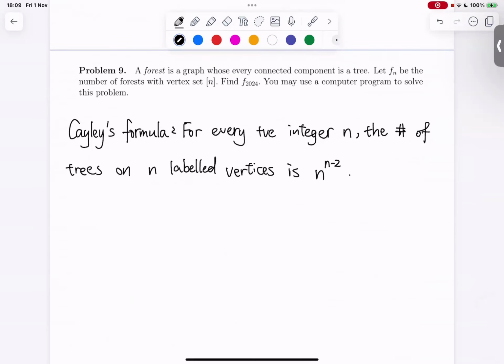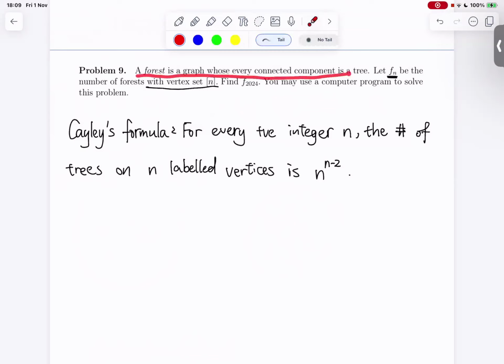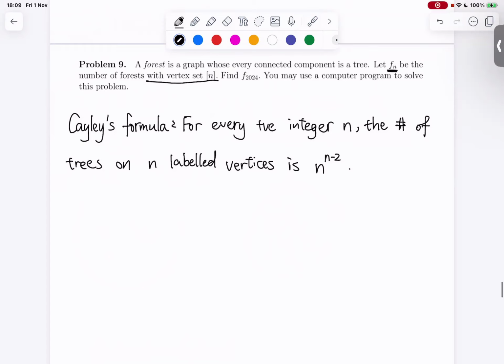Then for part 9, for problem 9, we have to find a recursive formula F_n to calculate the number of forests with vertex set n. So a forest is a graph whose every connected component is a tree. And to do this, I have to first introduce Cayley's formula. So for every positive integer n, the number of trees on n labeled vertices is this number.